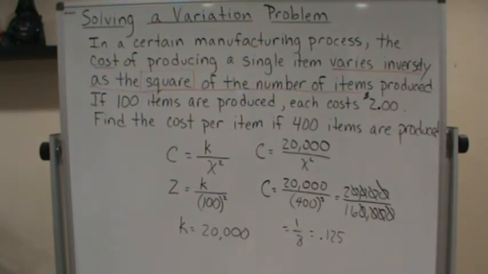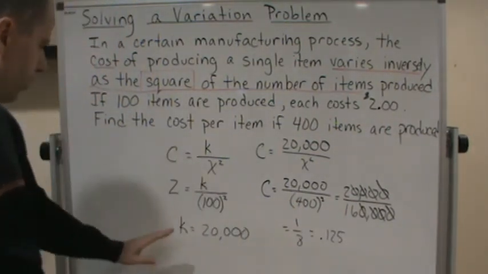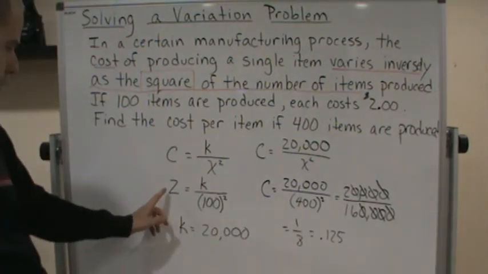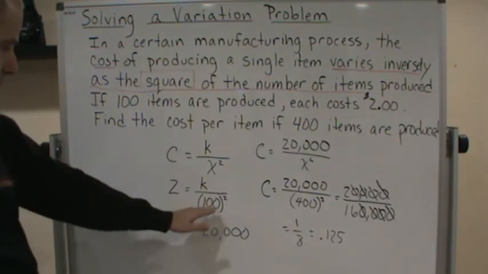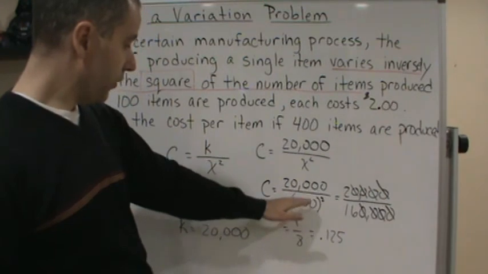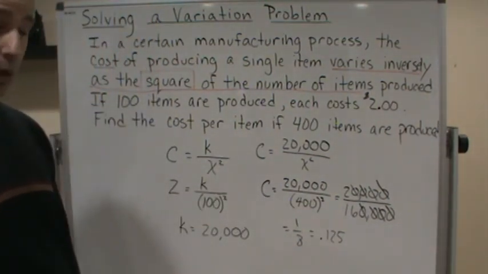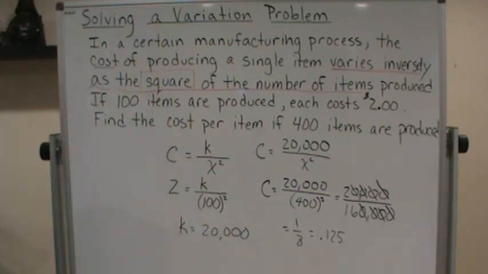So the cost went down quite a bit, okay? Going from 100 to 400, notice how the cost was $2 per item produced when they produced 100. But if you produce 400, the cost goes down per item. Okay? And there you have it. That's the answer.